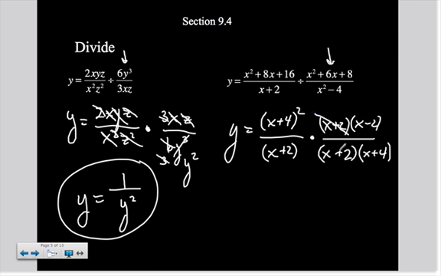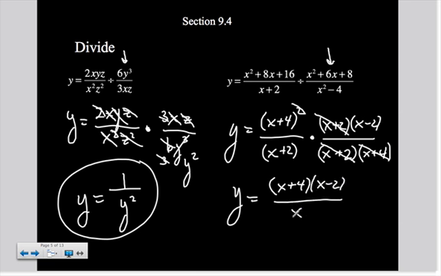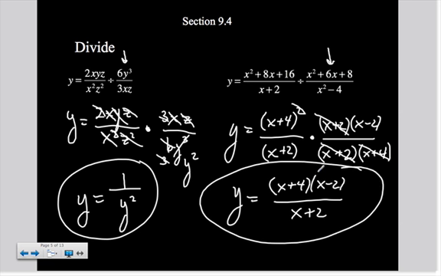Now I want to cancel my common factors. So I have x plus 2 and x plus 2. I have x plus 4 here, and I have 2 of them there, so I cancel out one of them. And what I'm left with is (x plus 4) times (x minus 2) over (x plus 2). And we're done.